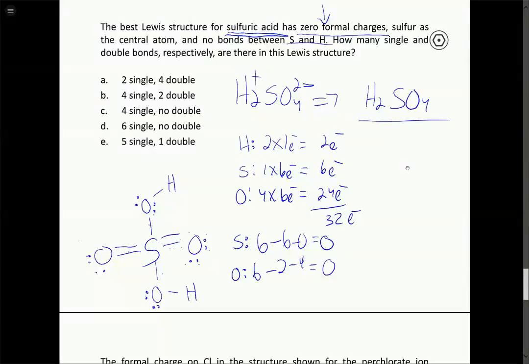So now we just have to count single and double bonds. We have 1, 2, 3, 4 single bonds, 2 sulfur oxygen, 2 OH bonds. So we have 4 singles, and then we have 2 double bonds between sulfur and oxygen to get rid of those formal charges as we showed. Alright, so 4 single, 2 double is the best answer for this one.